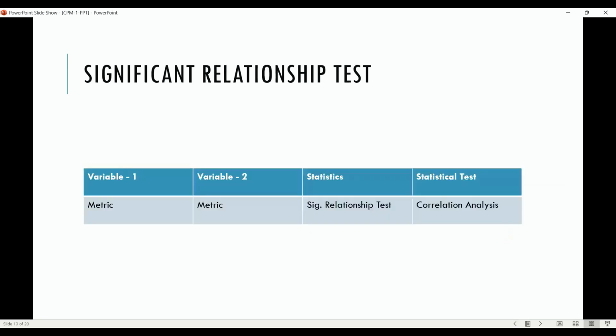Or else, if both the data are metric in nature, at that point of time, we will try to identify whether there is a significant relationship between both the variables or not. If there is a relationship, whether it is a positive relationship or a negative relationship. It is for this purpose we will be doing correlation analysis, all types of correlation analysis.